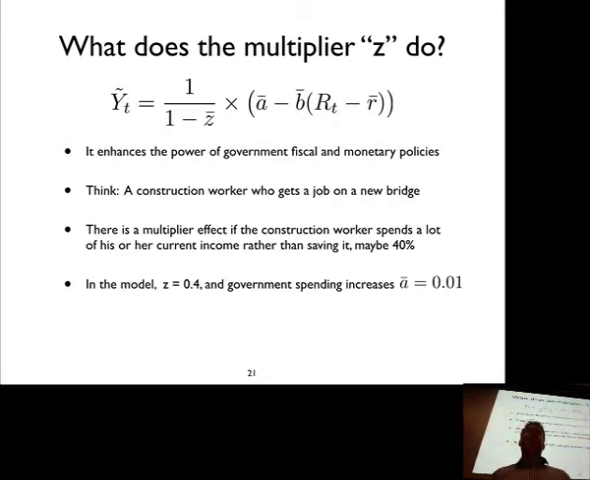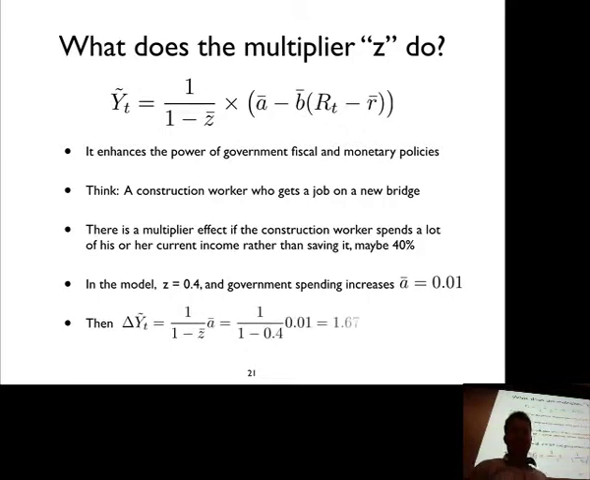And that is what happened back in 2009. The amount that government spending increased was something, I think, around $500 billion. It was a pretty big amount of money. In the model then, so the government spends more, it increases A bar by government spending, and it turns out that then the change in Y tilde, the increase in short-run output, is the original government spending of, say, 1%, but times this multiplier piece.